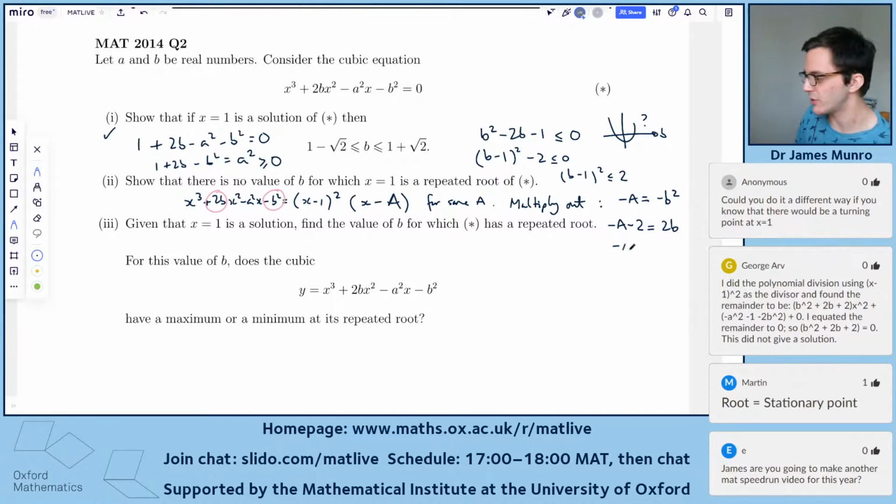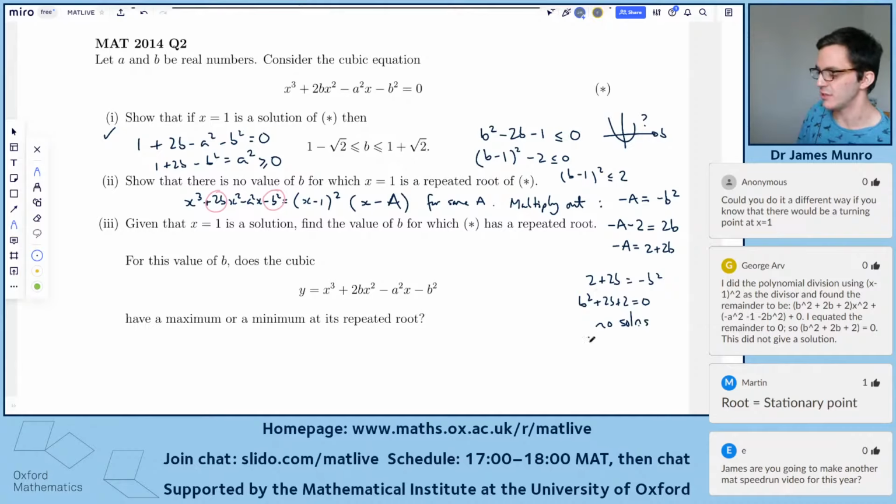So then I could try and rearrange this. Minus a would be 2 plus 2b. I can solve these a little bit, can't I? I can write 2 plus 2b would have to be equal to minus b squared. This polynomial has no solutions. I can see that it has no solutions, maybe by using the discriminant, or maybe by completing the square again. But this thing is definitely positive. So no solutions. Okay, so no values for b.